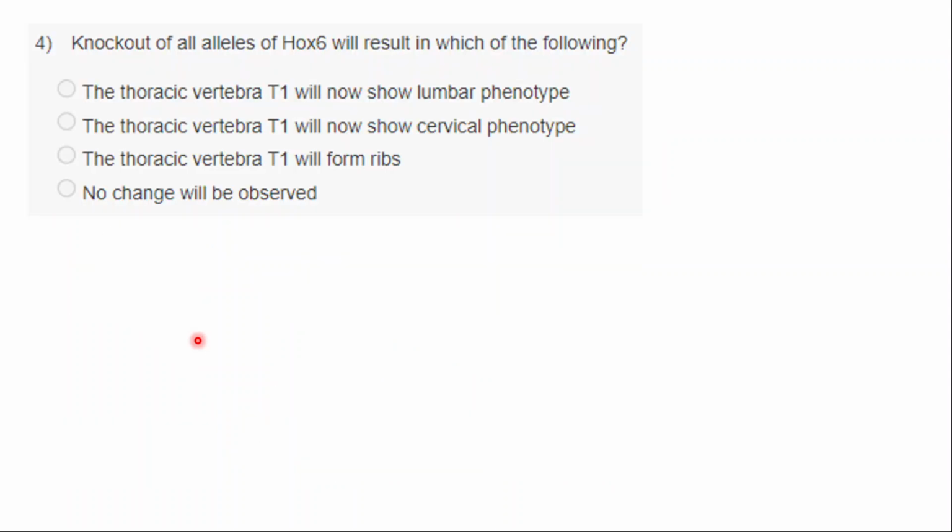Moving on to the next question. Knockout of all alleles of HOX6 will result in which of the following? Knockout of all alleles of HOX6. Option A, the thoracic vertebra T1 will now show lumbar phenotype. Option B, the thoracic vertebra T1 will now show cervical phenotype. Option C, the thoracic vertebra T1 will form ribs. Option D, no change will be observed.